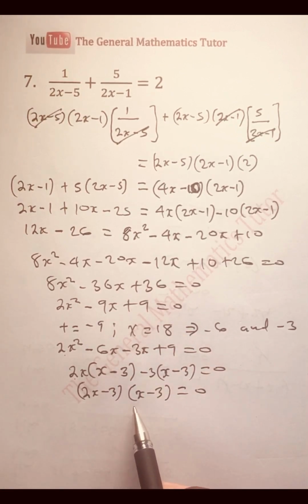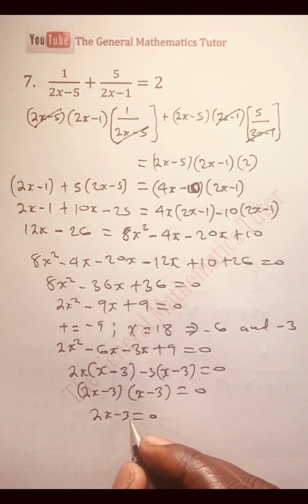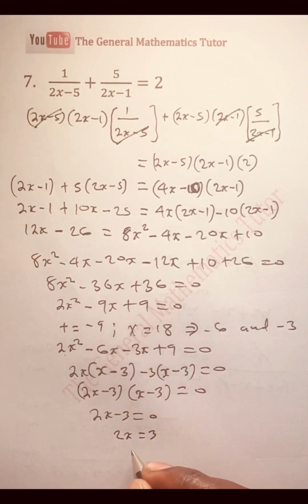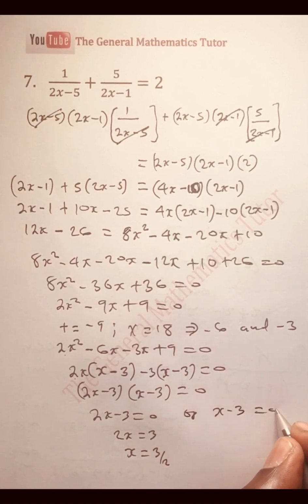For this product to be 0, it means either one of these is 0. So if 2x minus 3 is equal to 0, then 2x is equal to 3, so that x is equal to 3 over 2. Or we could take that x minus 3 is equal to 0, so that x is equal to 3.